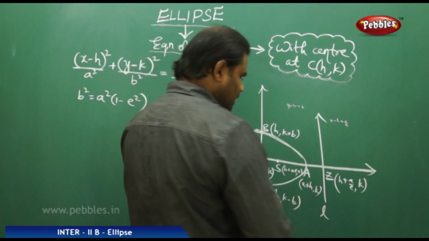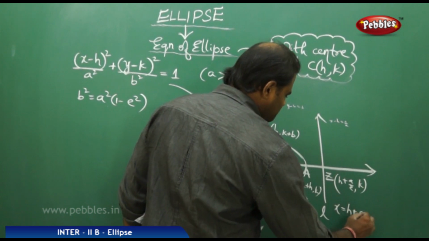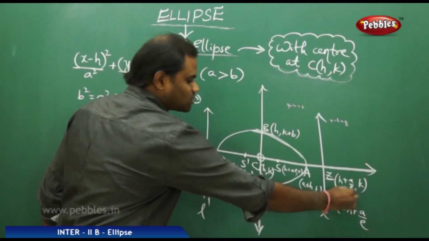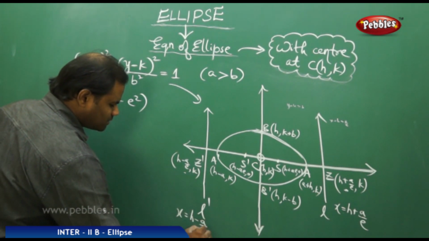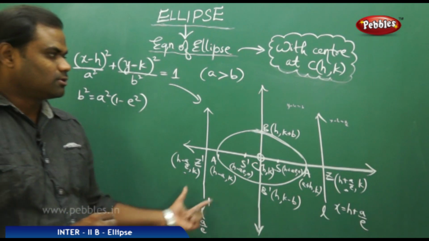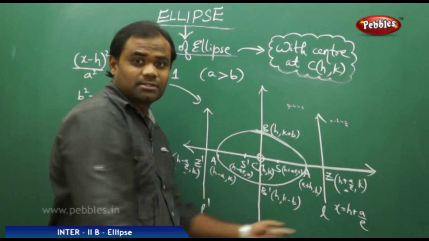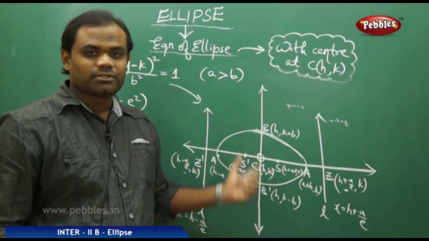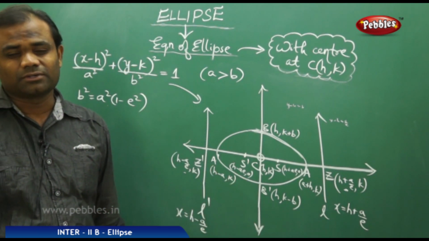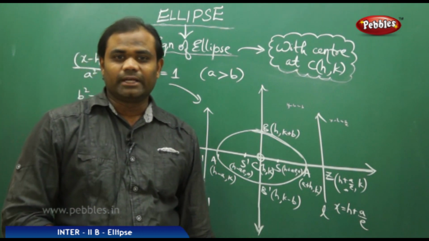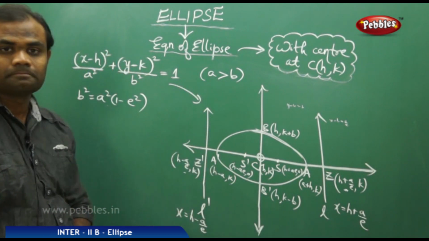The equation of the directrix, which is x equal to a by e, becomes x equals h plus a by e, which is the x coordinate of Z, and x equals h minus a by e, which is the x coordinate of Z dash. This is how we get the center, the foci, the directrices, and the endpoints of the major and minor axis for the transformed equation of the ellipse from the standard form x squared by a squared plus y squared by b squared equal to 1 with a greater than b.